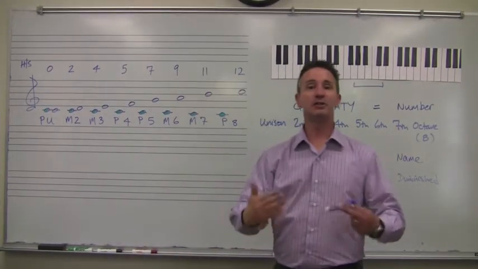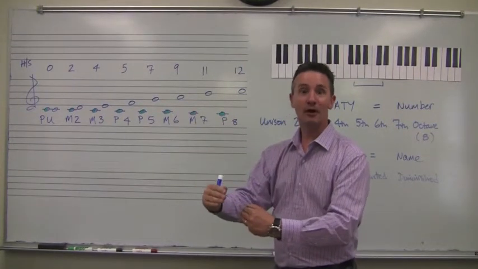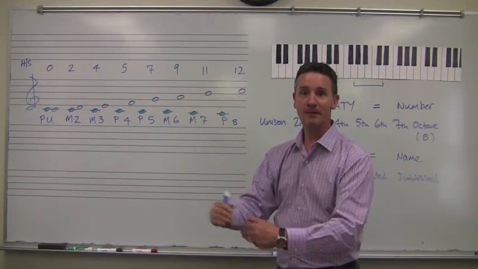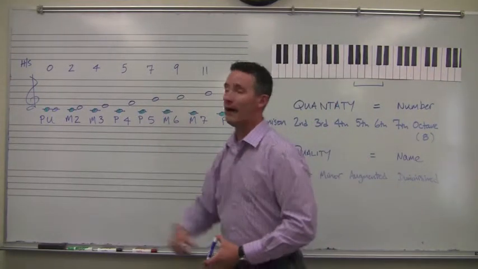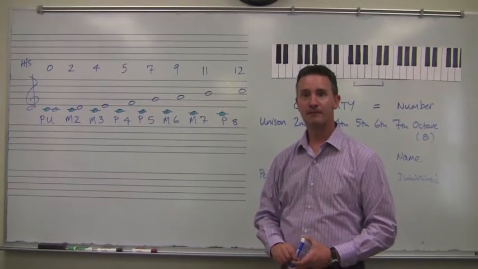The definition of a major third is that it is a third on paper. There are 3 lines and spaces used on paper, and it has 4 half steps. That is the definition of a major third.